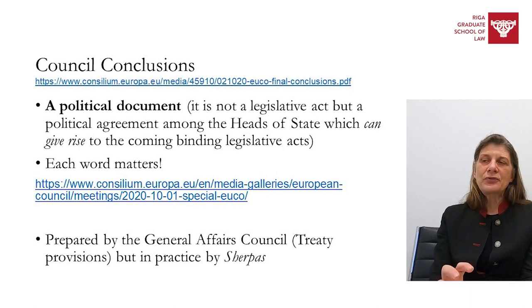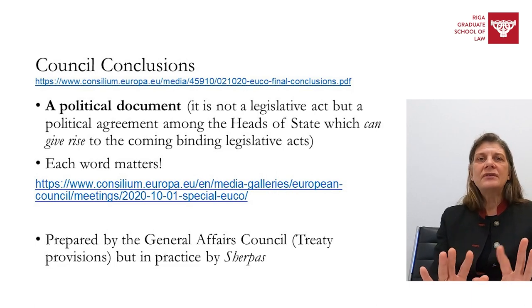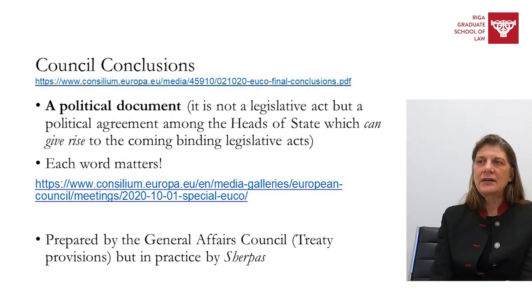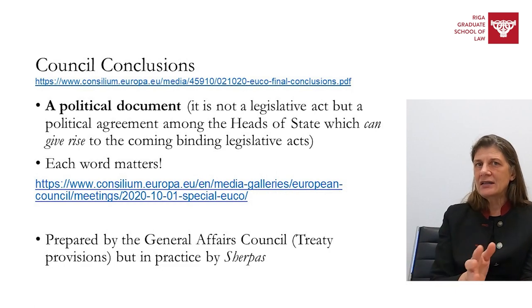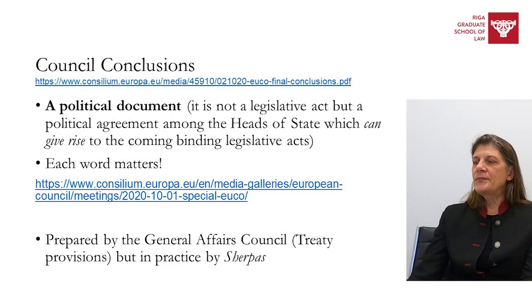But there is also, in practice, a bit of an invisible body that prepares the work of the European Council, and these are the EU advisors to the heads of state. And they have quite a funny name. This group is called the Group of Sherpas. So, 27 member states, prime ministers, or in some cases the head of state is a president of the country, like in France. So there will be an EU advisor who will be the most informed person, and they also interact in order to better prepare their heads of state for this European Council meeting.